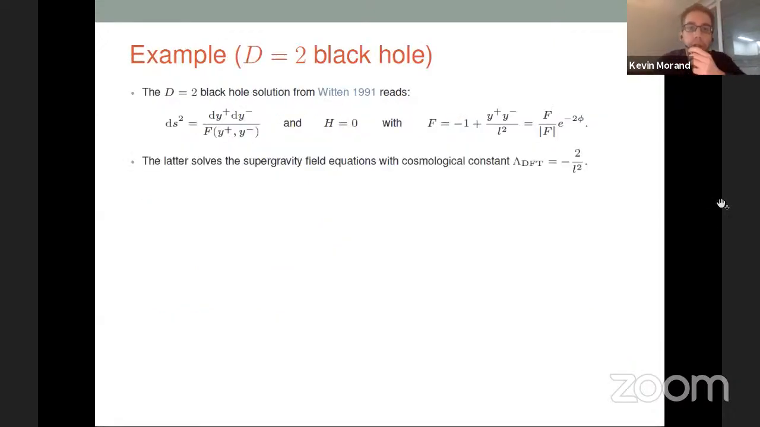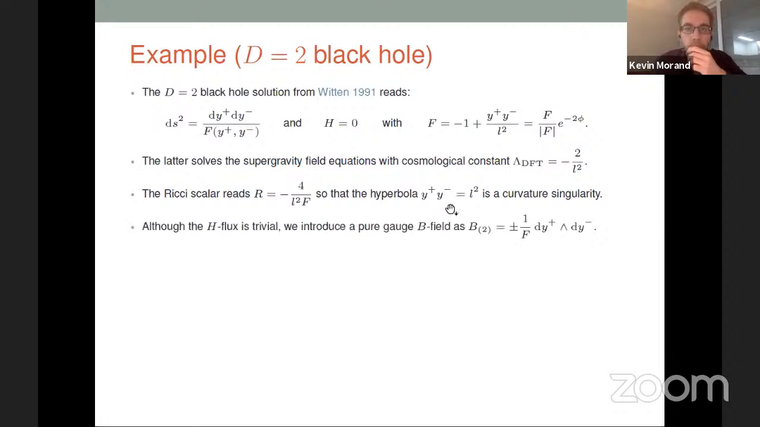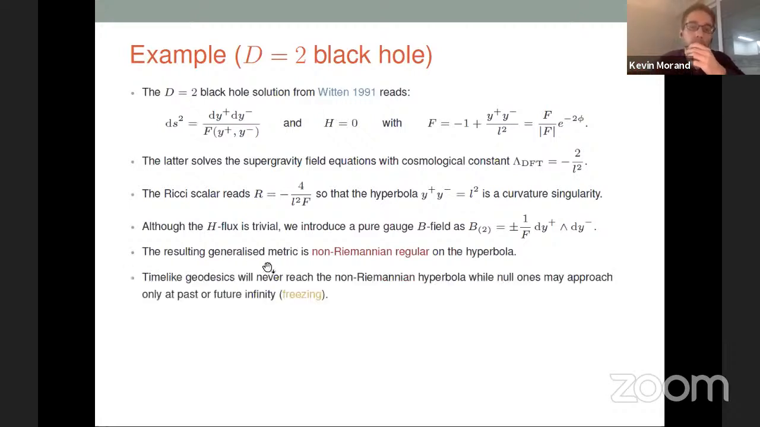So let me just flash this example for D equal to Berkover. This is the metric of Witten, and H equals 0. That means that the B field is pure gauge. And so we have a hyperbola, which is singular when f goes to 0. Indeed, the Ricci scalar blows up at f equals 0 on this hyperbola. So the H flux is trivial, but still we need to introduce some pure gauge B field in order to eliminate the singularity in the DFT metric. So the resulting generalized metric is non-Riemannian and regular on the hyperbola.